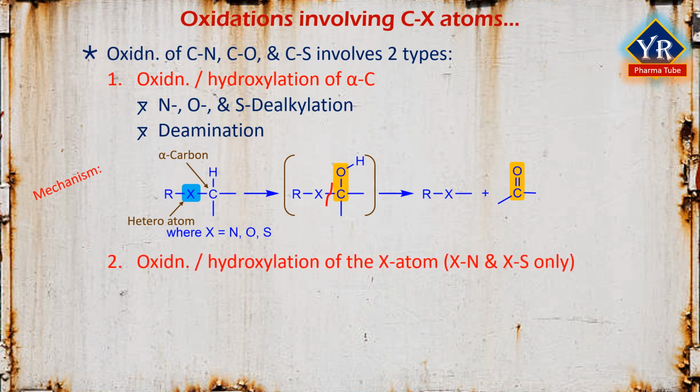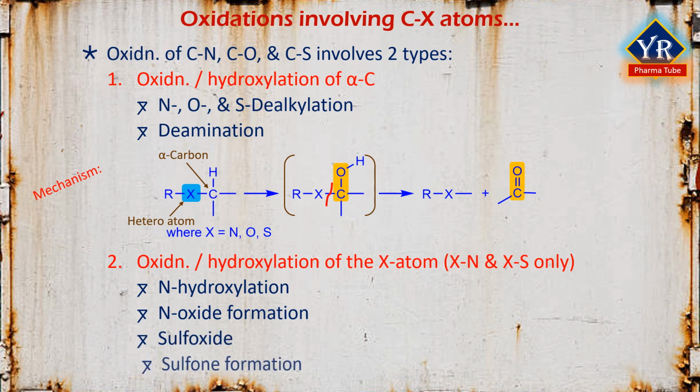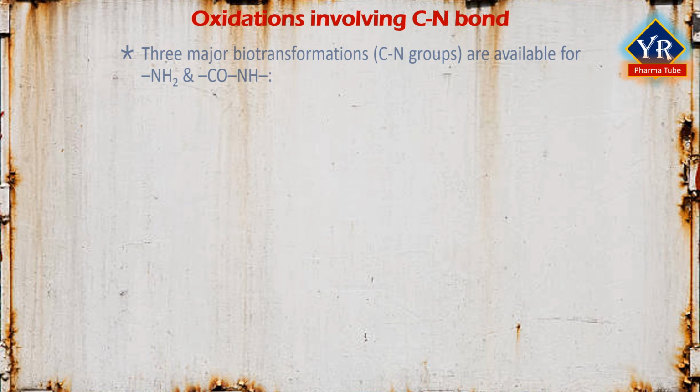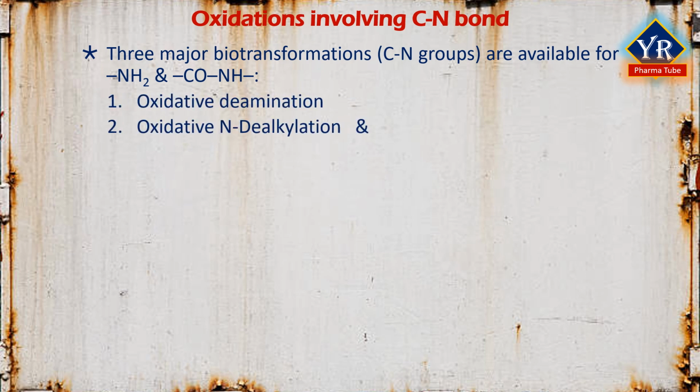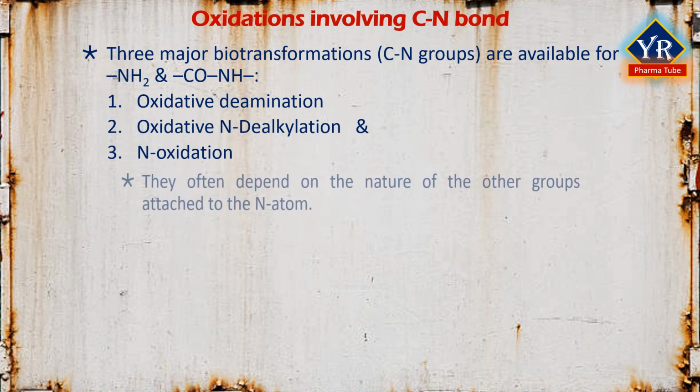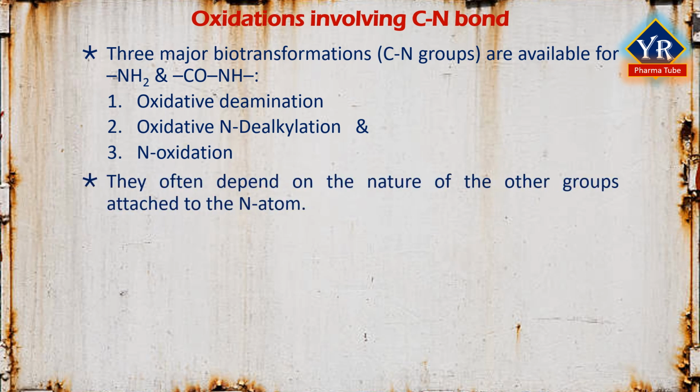And number 2, oxidation or hydroxylation of the heteroatom, that is nitrogen and sulfur only, for example N-hydroxylation, N-oxide formation, sulfoxide, and sulfone formation. There are three major oxidative biotransformations that are available for amines and amides. Number 1, oxidative deamination. Number 2, oxidative N-dealkylation. And number 3, N-oxidation.